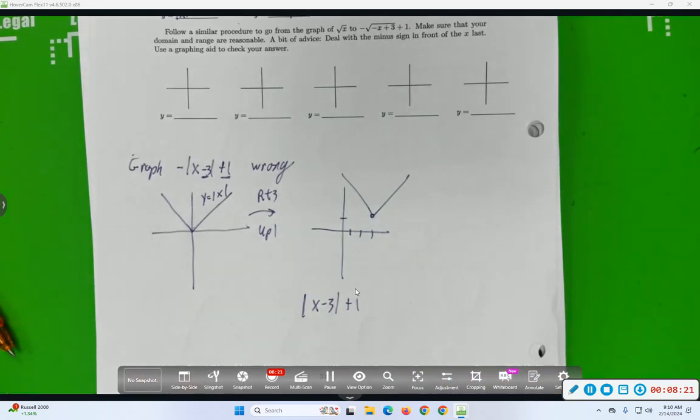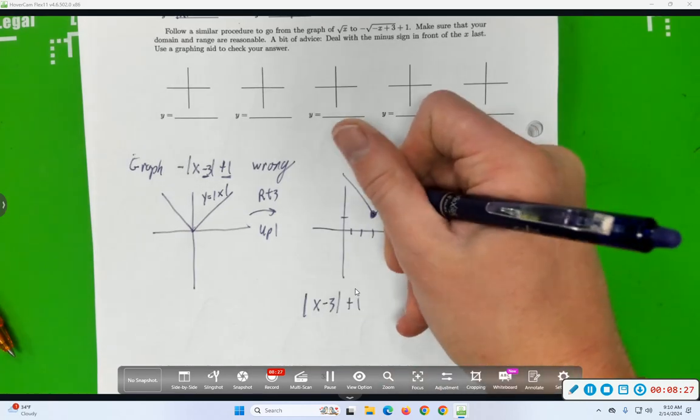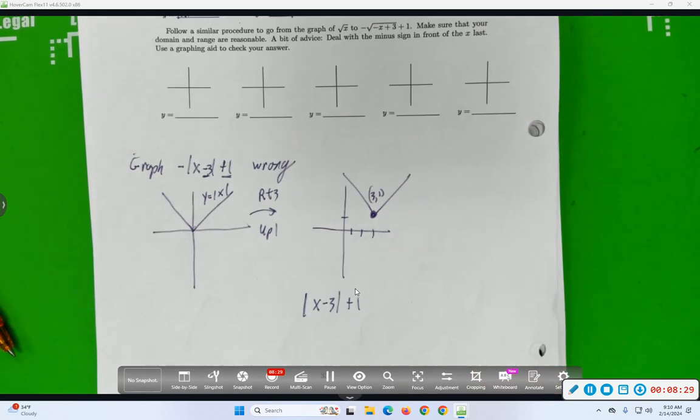All right, let's do the reflection. When I do the reflection, there's this corner point at 3, 1. Where will it go when I do the reflection that I need to do in the next step? 3, negative 1.